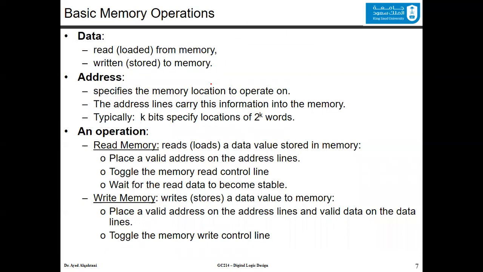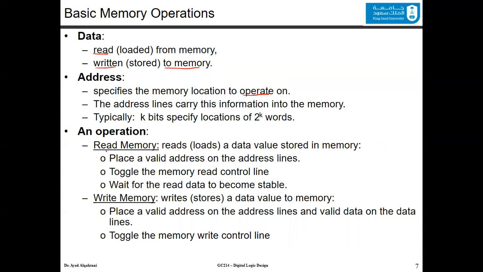Now, the basic memory operations on the data are read and write. We read or load from the memory, or we write or store to the memory. The address specifies the memory location to operate on. By saying operate or access, we mean either read or write. The address lines carry this information into the memory. Typically, k bits in the address line specify 2 to the power of k different locations.